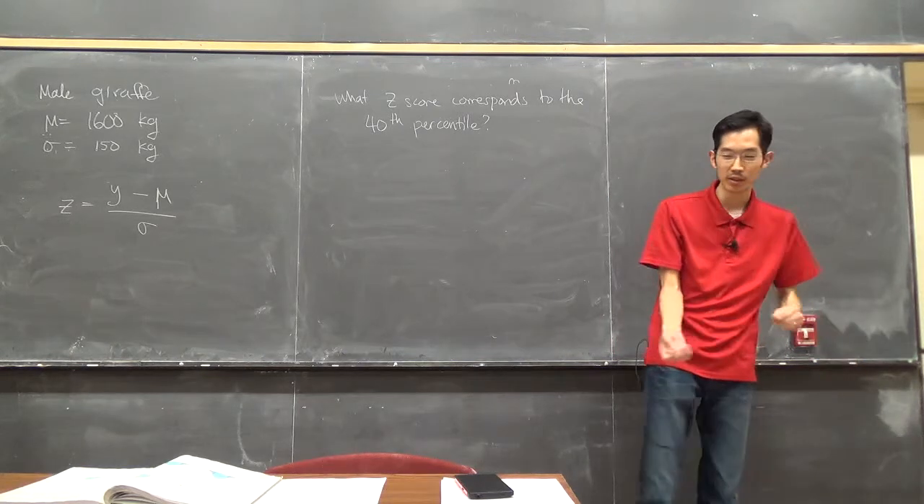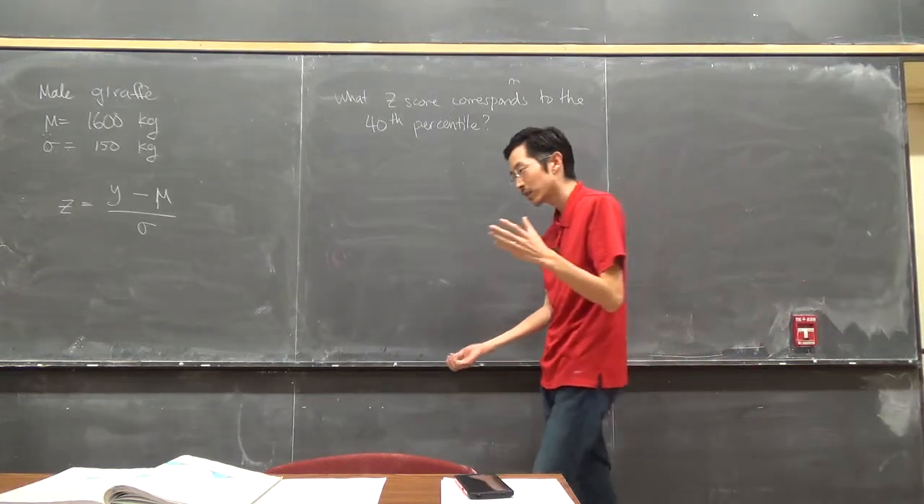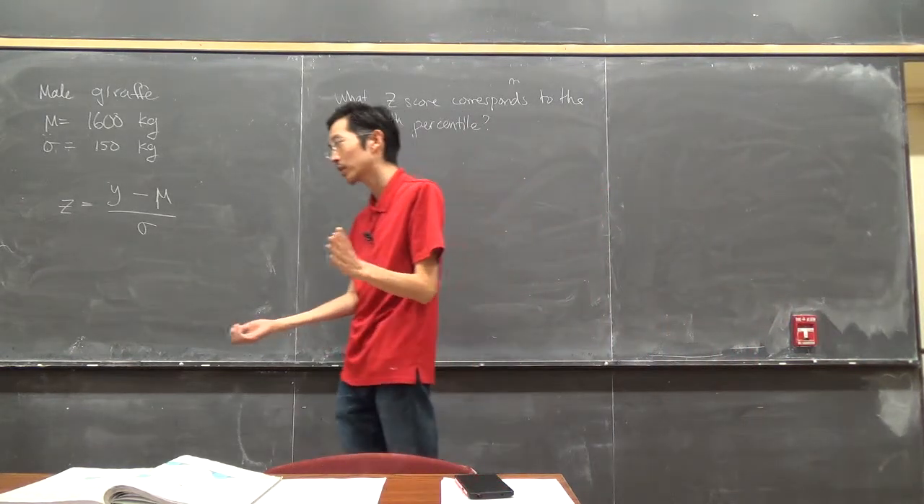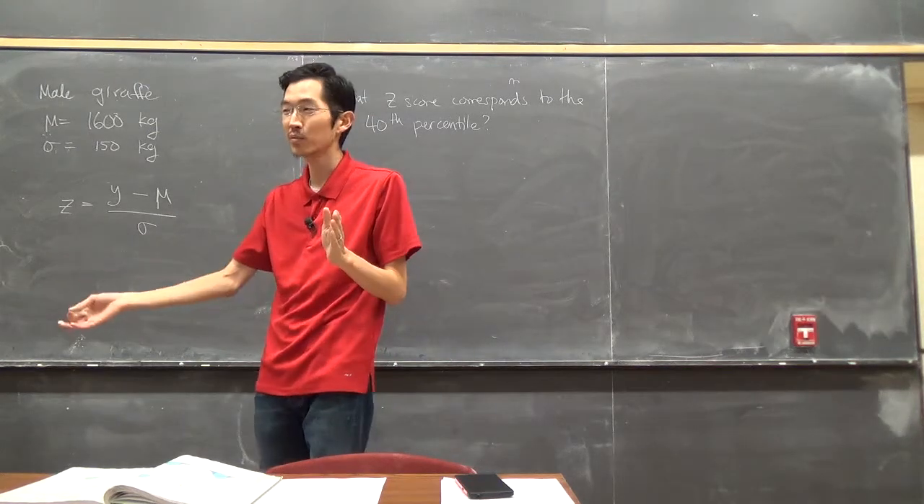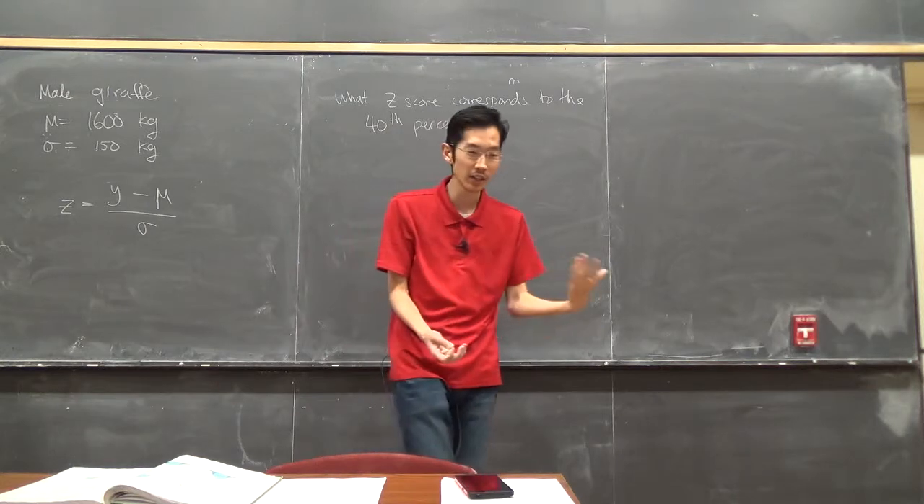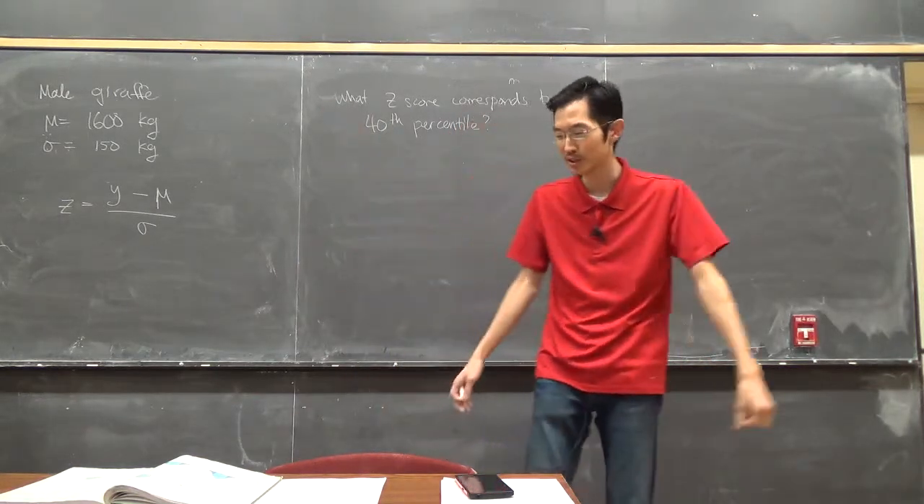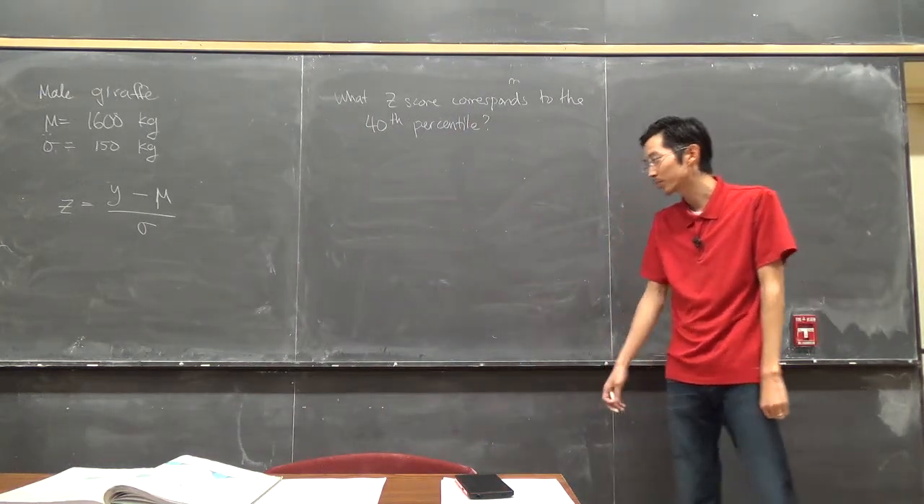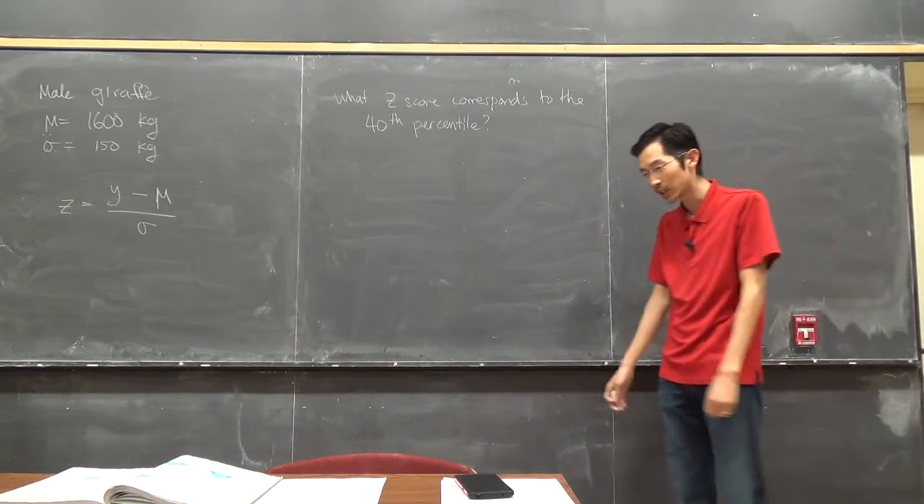If your intelligence is in the 80th percentile, that means 80% of people have lower intelligence than you, and 20% have higher intelligence, however we were to measure intelligence, if we had some way to do that.